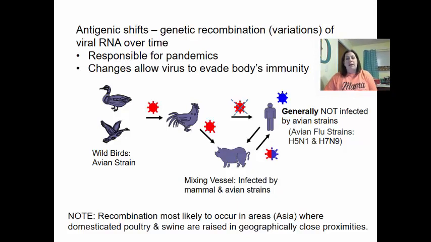Generally, we are not infected by avian strains as humans. However, when we have a mixture of the two that come from pigs, we can be infected. Some examples of this are H5N1 as well as H7N9.